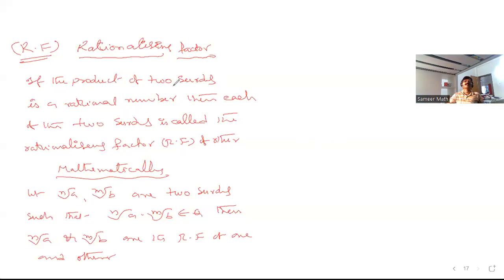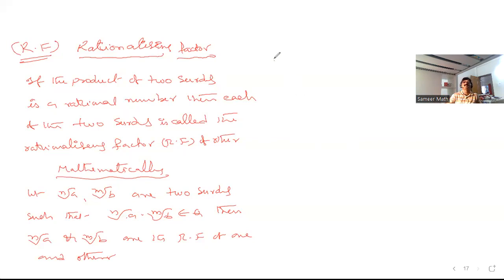Yeah. You see, what is the rationalizing factor? When you multiply two surds and the result is a rational number, then these two surds, one is a rationalizing factor of the other, we can say. Right, sir? So here, for example, mathematically, the nth root of a and the nth root of b are two surds. When you multiply, the result is rational, you got it. Then you can say that this is a rationalizing factor of this, and this is a rationalizing factor of this one.